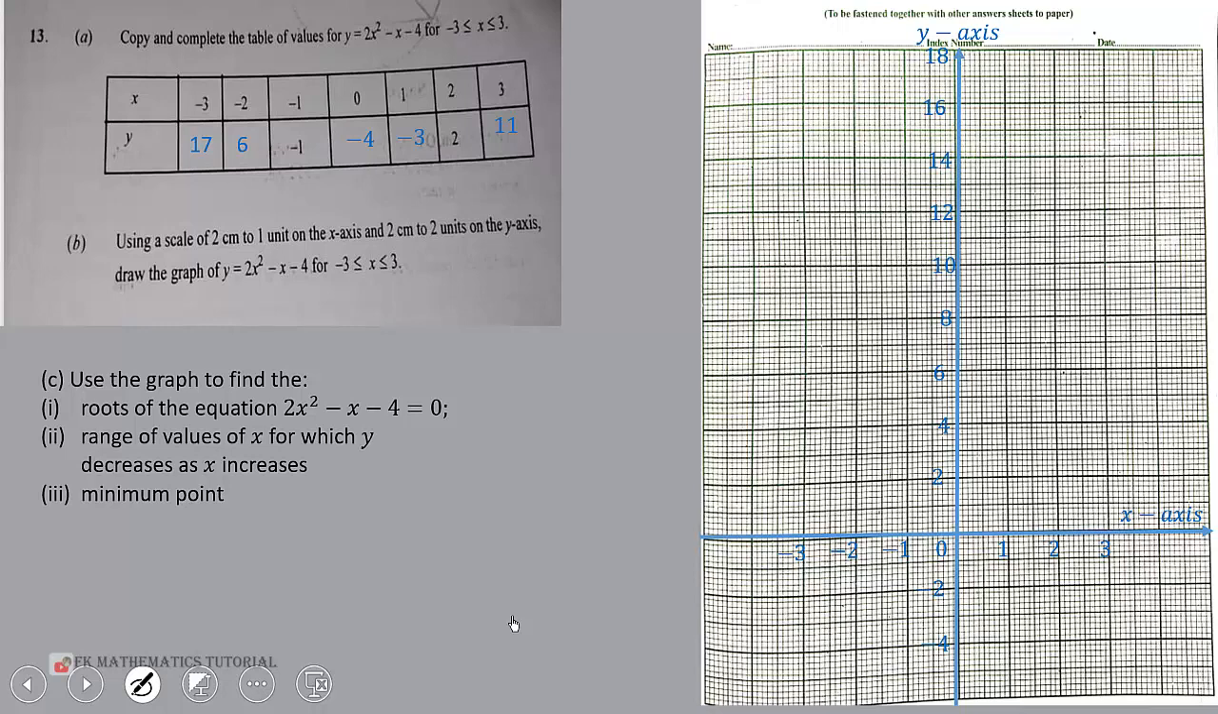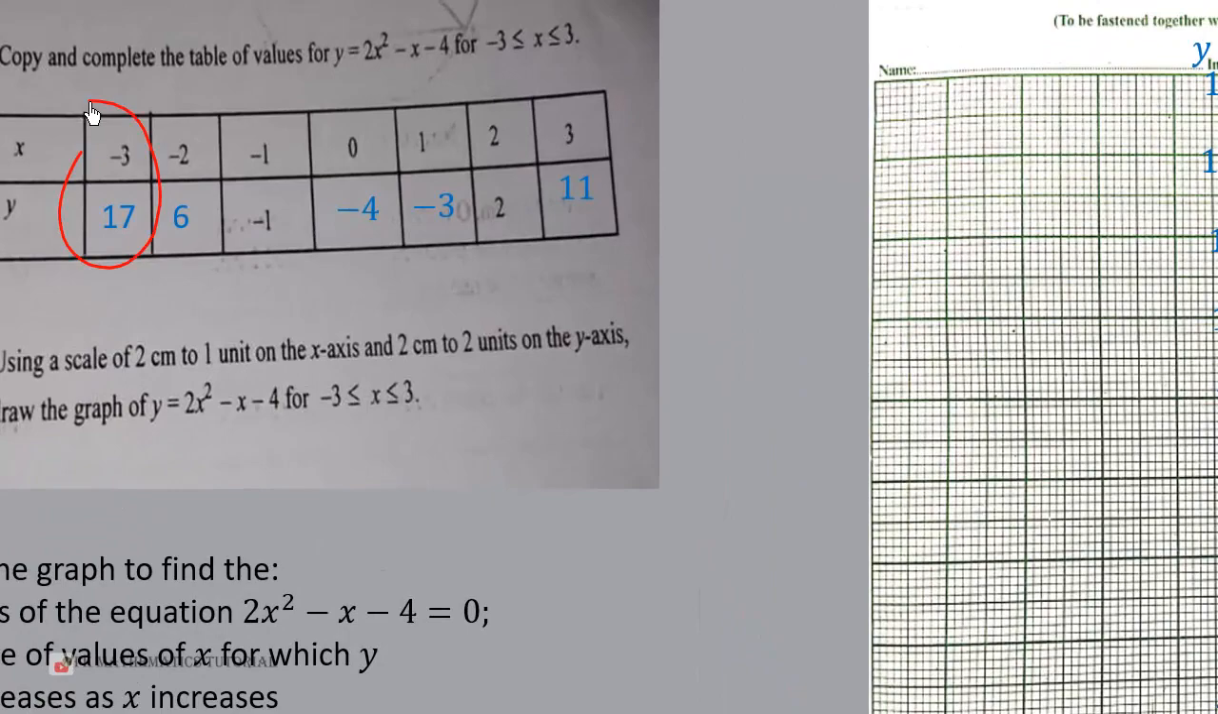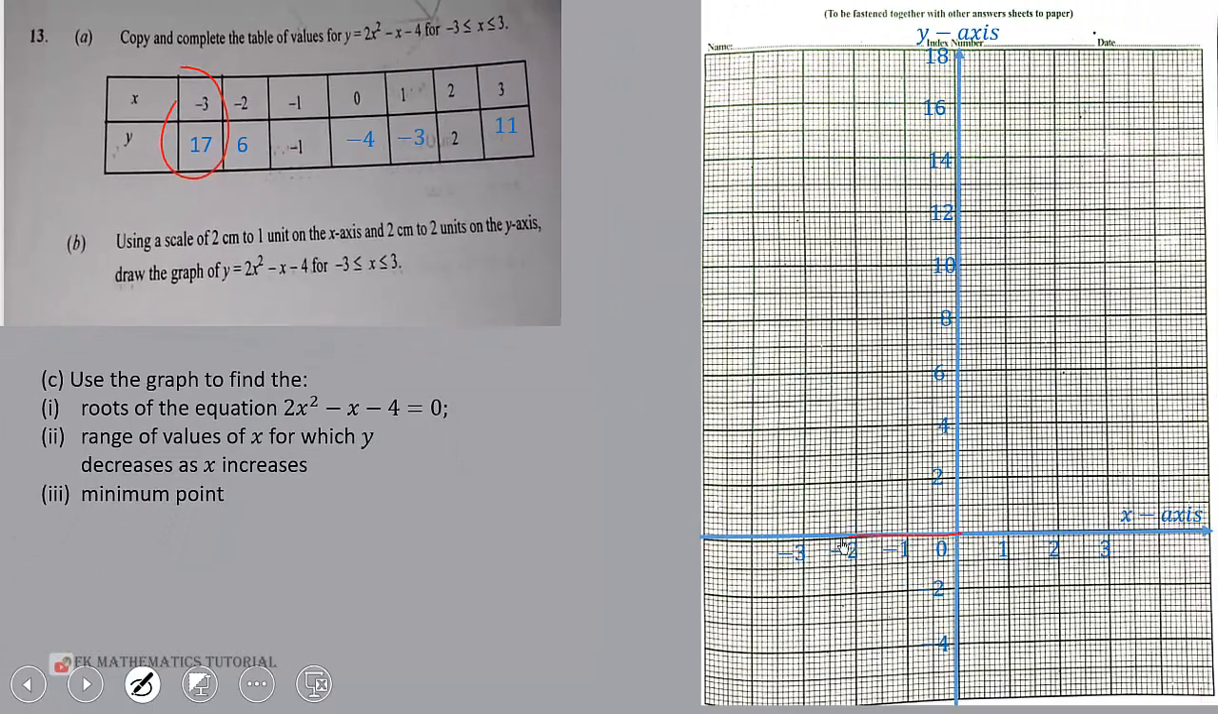So we have to draw the graph. We plot the points. To plot (-3, 17), you can start from the origin. Then you move 3 units to the left. Then you move up to 17, which is here. So that is how you plot the point. So the point is here. That is (-3, 17). Then you repeat the same process to plot all the points.